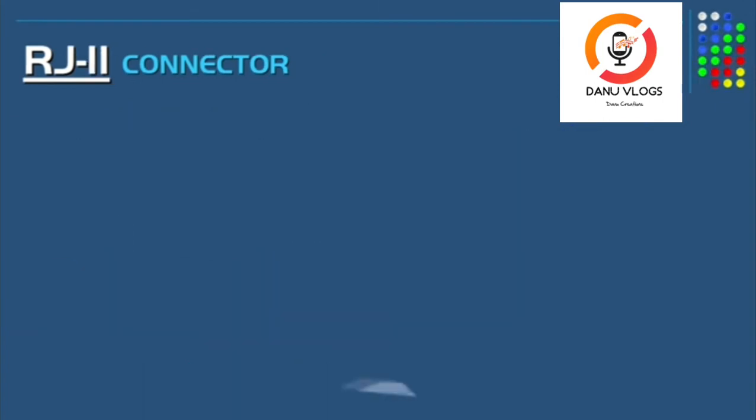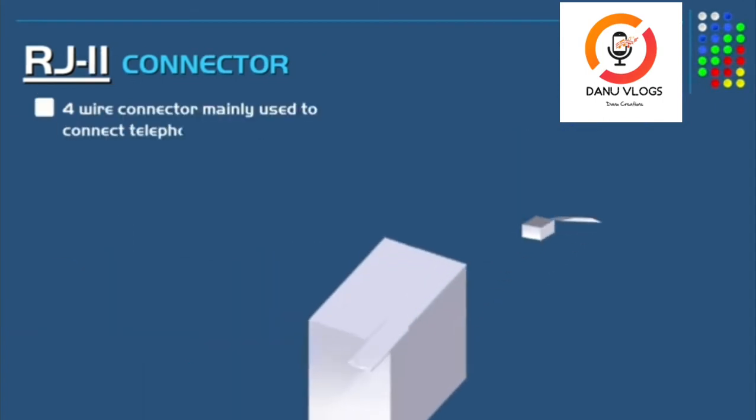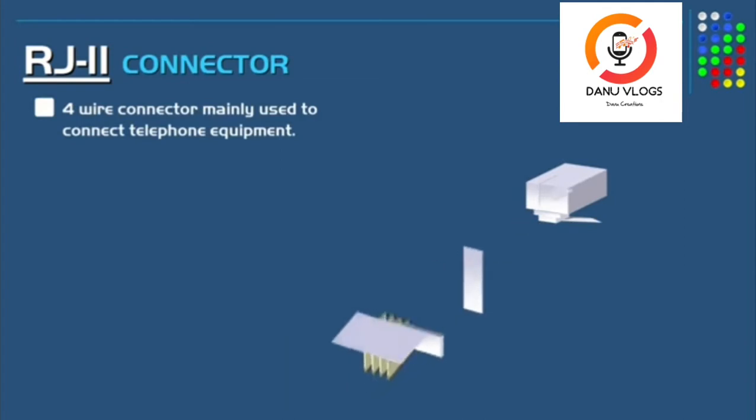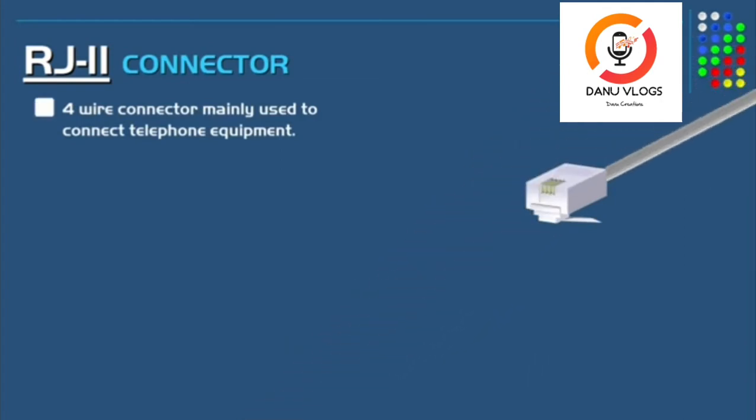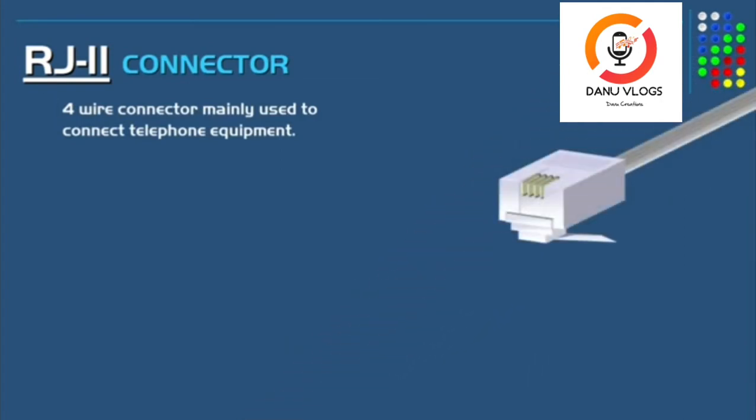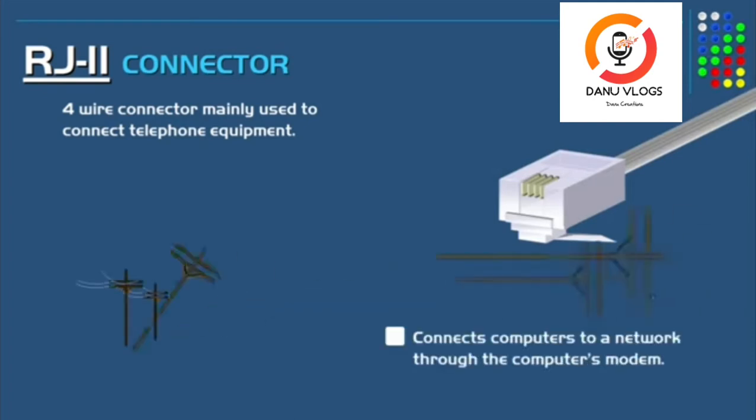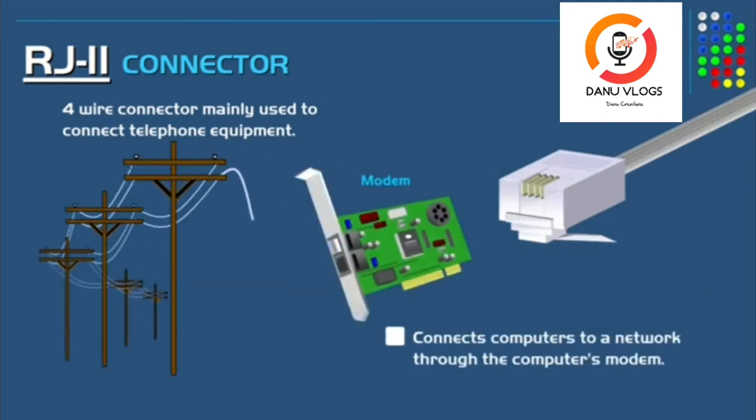And this is the RJ11 connector. This is a 4-wire connector that's mainly used to connect telephone equipment. But as far as networking, the RJ11 is used to connect computers to a local area network through the computer's modem. The RJ11 locks itself into place by a single locking tab, and it resembles the RJ45, but it's a little bit smaller.